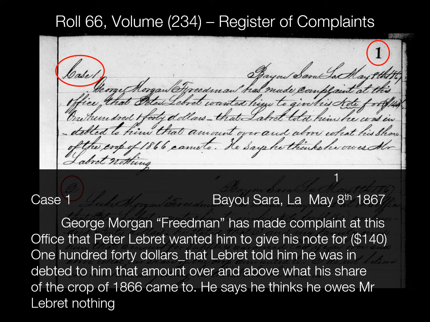In George's case, it says George Morgan, freedman, has made complaint at this office that Peter Lebret wanted him to give his note for $140, that Lebret told him he was indebted to him that amount over and above what his share of the crop of 1866 came to. He says that he thinks he owes Mr. Lebret nothing.